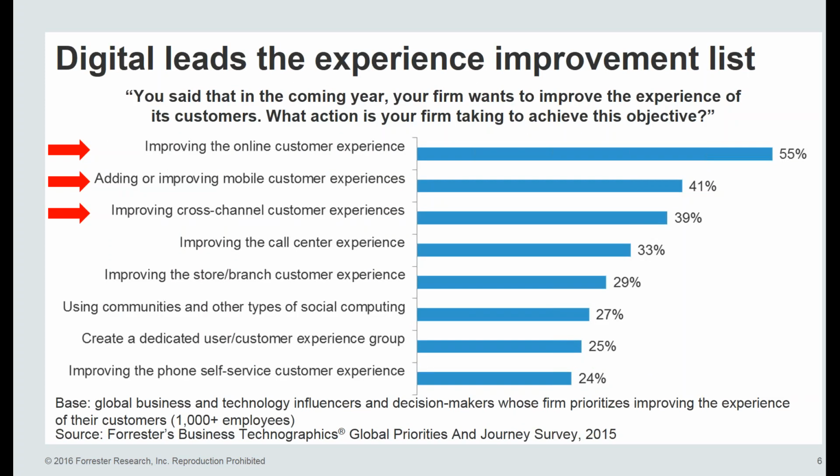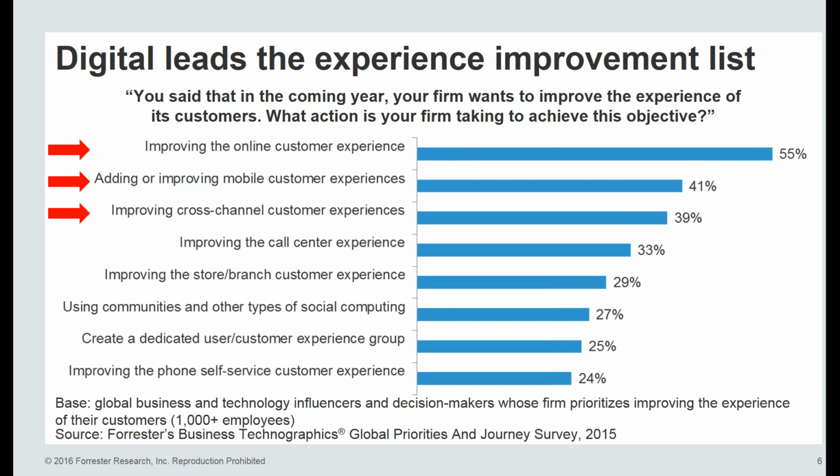We found that when it came to digital customer experience, the major improvement that we're seeing is all around digital. Digital is at the top of the list of all of these customer experience priorities, with 55% saying they're improving the online customer experience, 41% saying they're adding or improving mobile customer experiences, and 39% saying they're looking to improve cross-channel or omni-channel customer experiences where digital is a critical component. This is higher than all of these other in-person touch points. In fact, the top 3 priorities about customer experience improvements are all about digital. Digital is going to be critical.